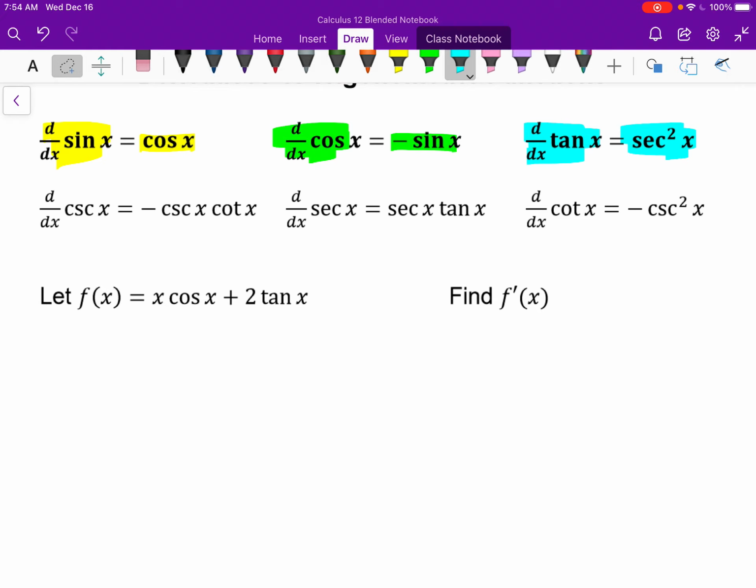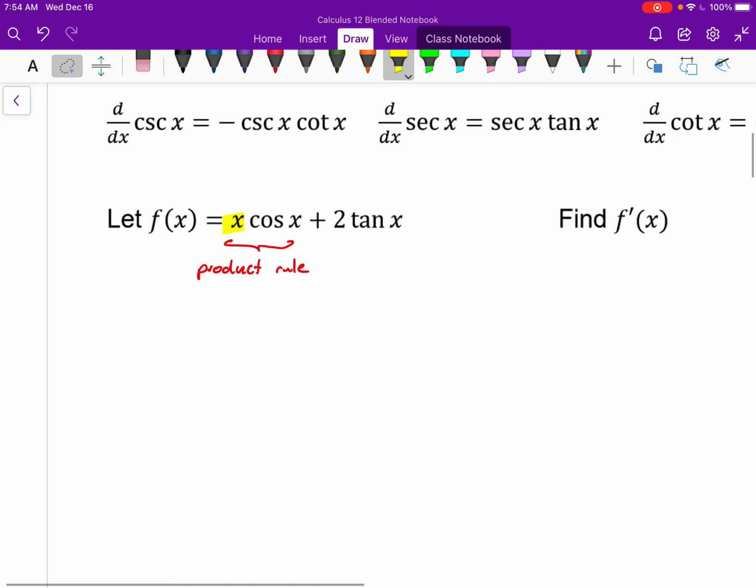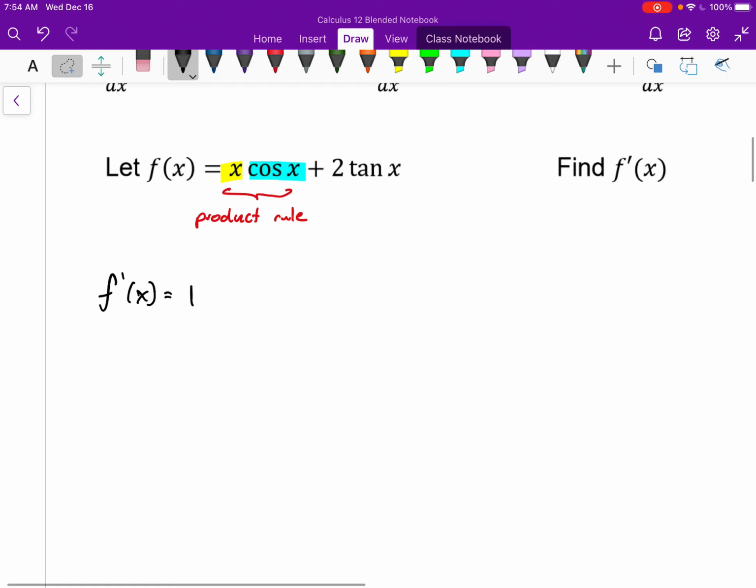So let f of x be x times the cos of x plus 2 tan x. Okay, let's find the derivative. Well, first of all, one thing that's easy to miss is that we have to use the product rule here, because notice we have a linear function multiplied by a trigonometric function. And so just to differentiate that first part, we need to use the product rule. So the derivative, we'll start off with the derivative of x, which is 1 times the cosine of x, plus the other way around, x times the derivative of cos x, which is minus sine x we just saw.